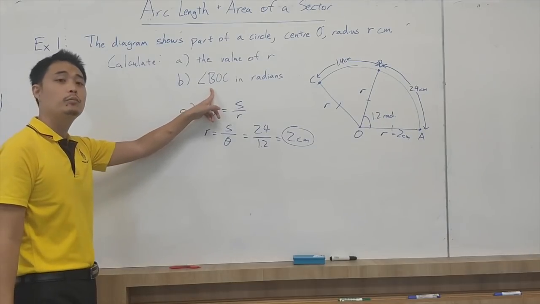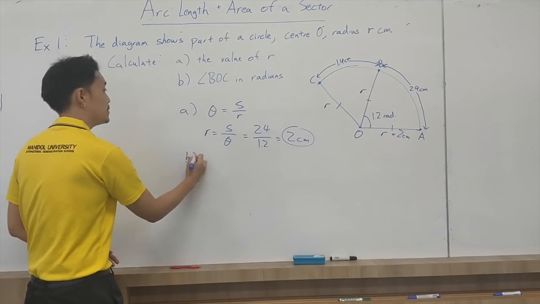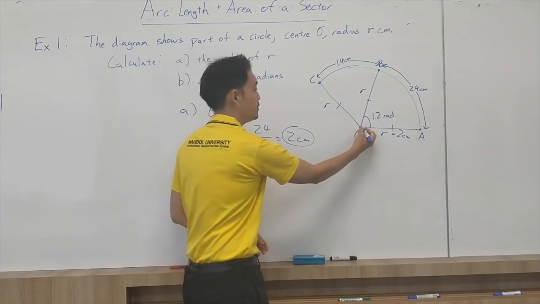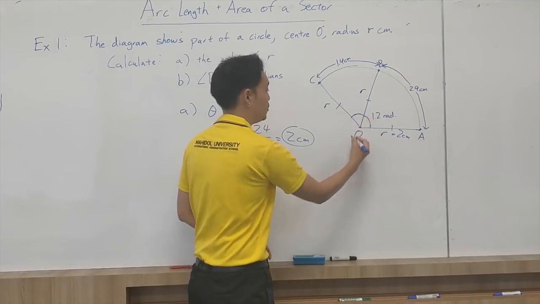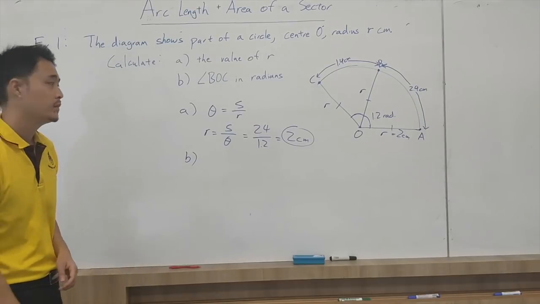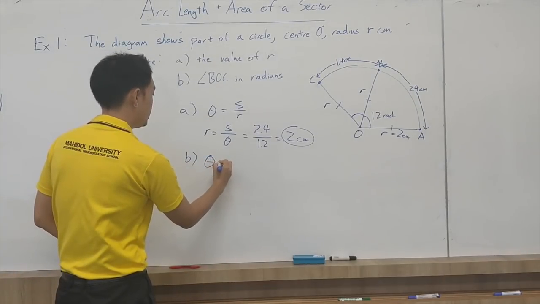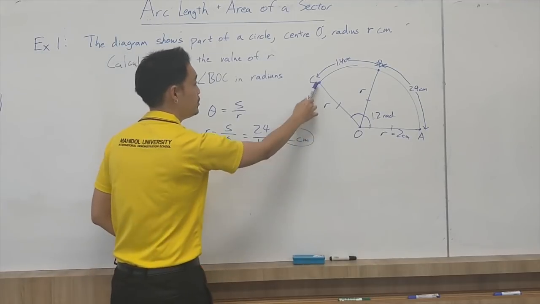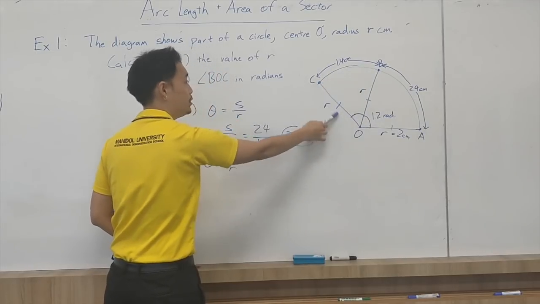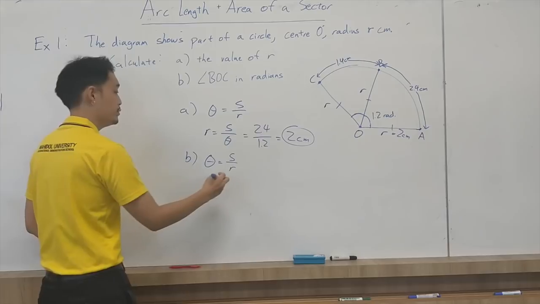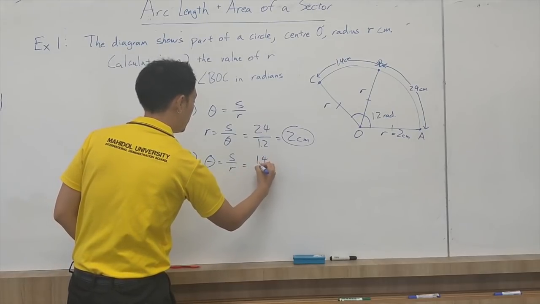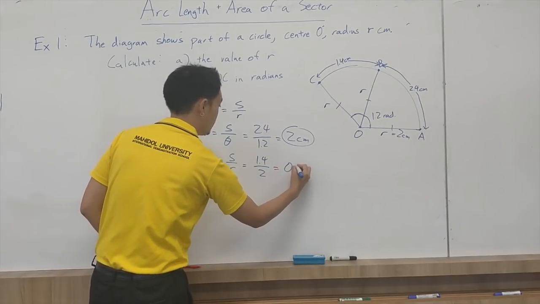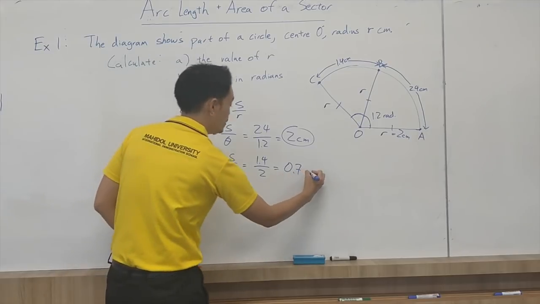Okay, second part, angle BOC in radians. Let's look over here at BOC. This is the vertex, and they're asking about this angle. What is the angle here? Again, let's go back to theta equals s over r. In this case, we're trying to find theta, but we do know s, which is 1.4, and we do know r now, which is 2 centimeters. So 1.4 over 2 simplifies to 0.7. Don't forget our units: 0.7 radians.